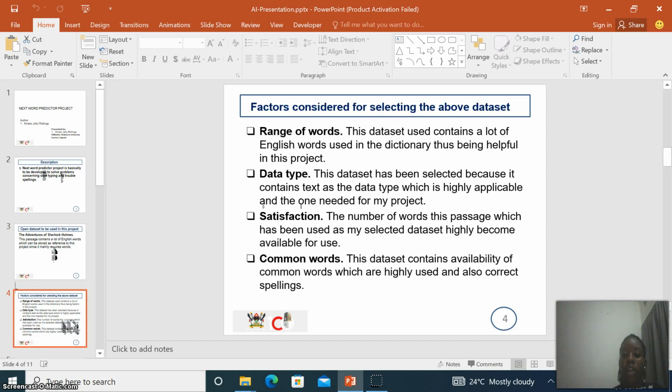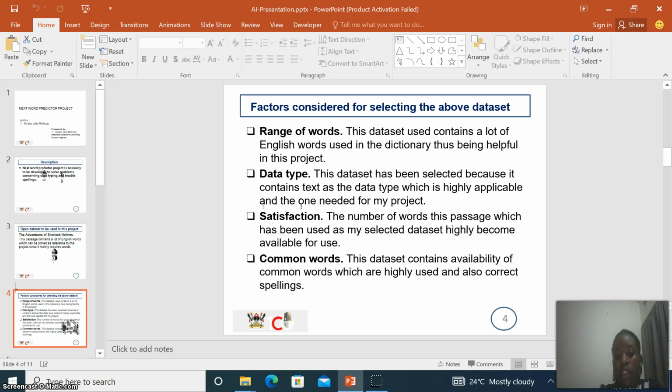And the factors I considered for selecting this dataset: one, it's the range of words. So mainly this dataset contains a lot of English words used in the dictionary, that's being helpful in this project. Since this project mainly will be dealing with words, predicting the next word, therefore you have to store a lot of words, which maybe there are many to satisfy the words in the dictionary.